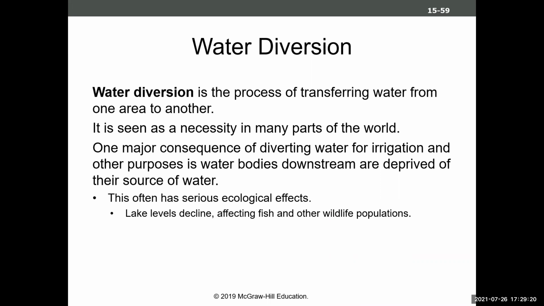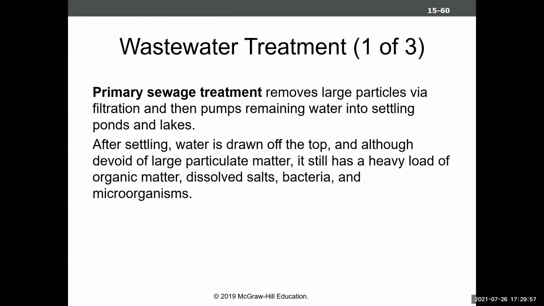So next, looking at water diversion. Water diversion is basically the act of moving water from one place to another, and is super necessary pretty much all around the world. However, when you divert water for irrigation, water bodies downstream are deprived of their source of water. So basically, stream levels and lake levels decline. It affects fish populations and other wildlife populations. So we have to be conscious of this whenever we irrigate and move water around.